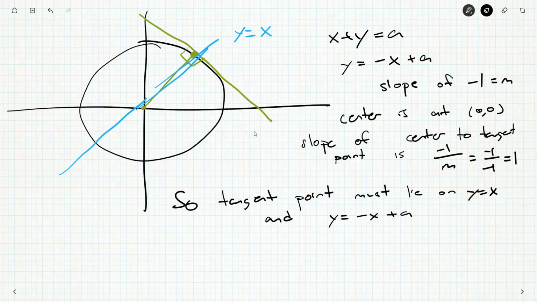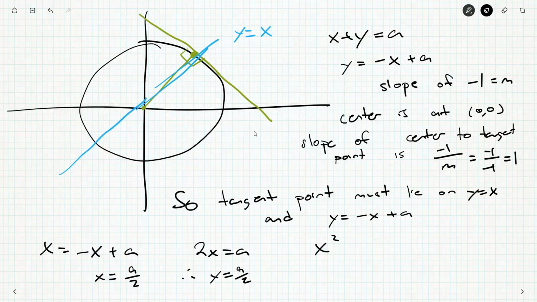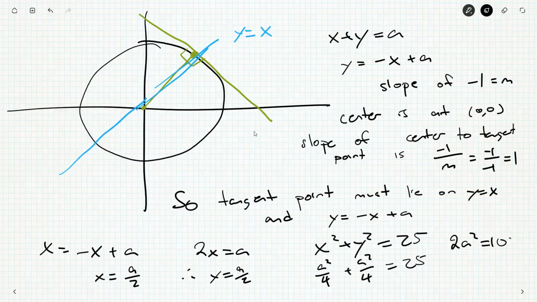Okay, so we'll have x is negative x plus a, or 2x is equal to a. Or I guess x is equal to a over 2. And then that tells me y is also going to be a over 2. And so x squared plus y squared is 25. So that's (a over 2) squared, so a squared over 4 plus a squared over 4 is 25. Multiply both sides by 4. We'll get 2a squared is 100. A squared is 50. A is plus or minus root 50.